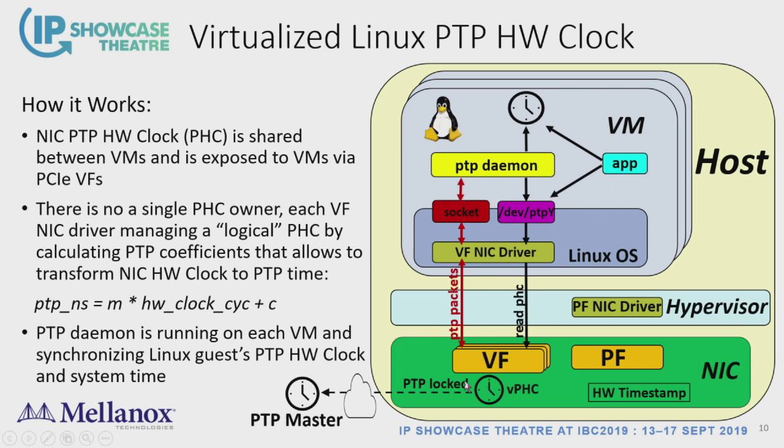Since we have a single PTP hardware clock on the NIC, the virtual machine is not allowed to modify it. It is just allowed to read the clock. So how does it get the PTP time? For that, it manages a logical PTP hardware clock. It needs to manage PTP coefficients that allow to transform the clock of the NIC to the PTP time. This is a simple linear equation. Again, on each virtual machine, we are running a PTP daemon. Since we have a Linux guest, for example, we can utilize the hardware timestamping, and we can directly synchronize the PTP hardware clock and the system clock of the virtual machine on each virtual machine.